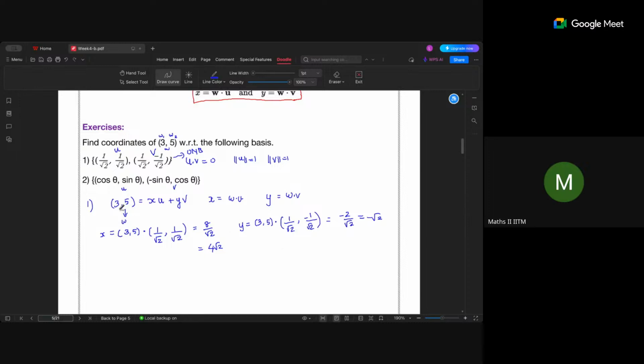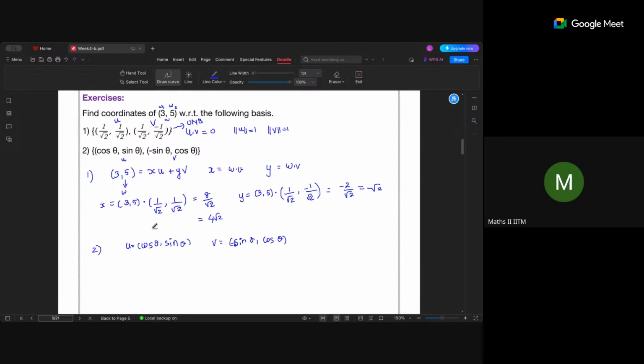Now I'm telling all of you to do the next part by yourself. So what you are going to do is take your u as cos theta, sin theta, and your v is minus sin theta, cos theta. Now, how will you check if it is orthonormal? What are the conditions you need to check so that this u and v form an orthonormal basis? You tell me. Ma'am, norm u and norm v should be 1 and u dot v should be 0. U dot v is 0, right? Okay, fine. So, what is u dot v here?